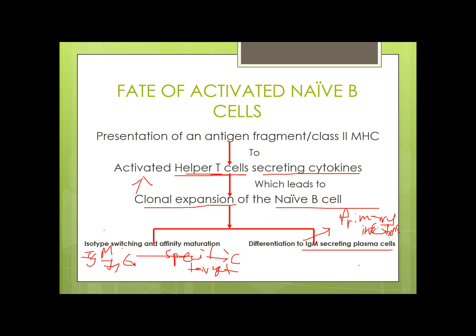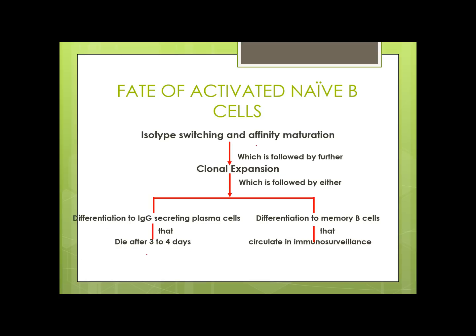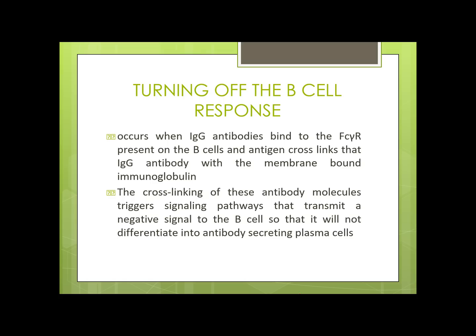Pero kung na-encounter na niya or this is a re-encounter, let's say second time mo nang nagkaroon ng sakit na yan, there will be isotype switching. So, pwede na siya maging IgG and so on. Now, when there is isotype switching, this is followed by further clonal expansion. So, dadami na sila na dadami. Then, they could either become IgG-secreting plasma cells that die after 3 to 4 days, or they become further memory B cells that would circulate into the immunosurveillance. So, that's what happens to your naive B cell.